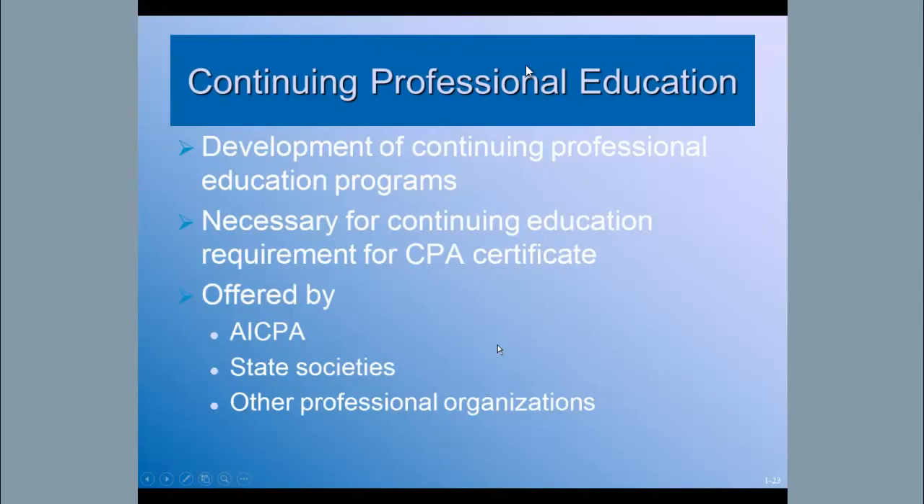Talked about continuing professional education. The AICPA offers it. They do things online. They certainly offer courses you can go attend. The state societies do it. If you get certified, the New Jersey Society of CPAs up in Roseland has regular seminars. And then other professional organizations.